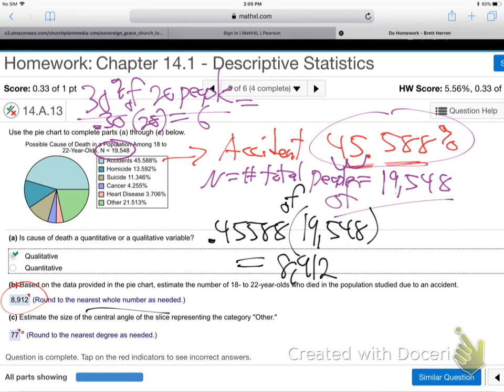And finally, estimate the size of the central angle of the slice representing the category other. So how do we do that? Got my answer there. How'd I come up with that? I'm going to do the category other. So other's up there. Other is 21.513.